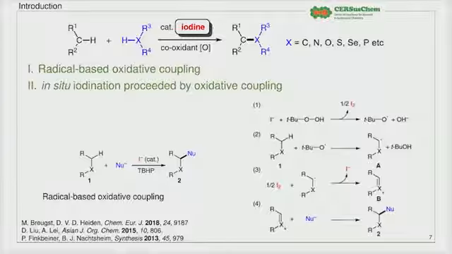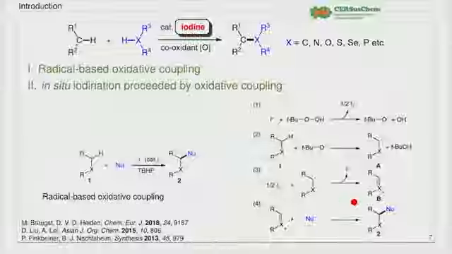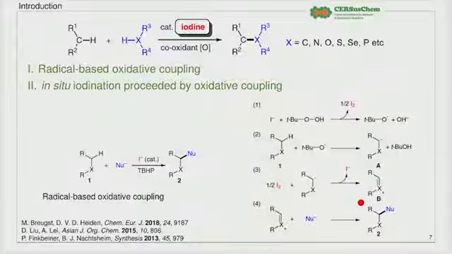In the third step of the reaction, the intermediate A formed is oxidized by the iodine to form the cation species B. Now, the cation species B in the presence of a nucleophile results in the product. This kind of approach is generally applied to carbonyl compounds. A second class of iodine catalysis reactions involves in situ iodination, which is followed by oxidative coupling. The focus of my talk in this presentation will be on the second type.